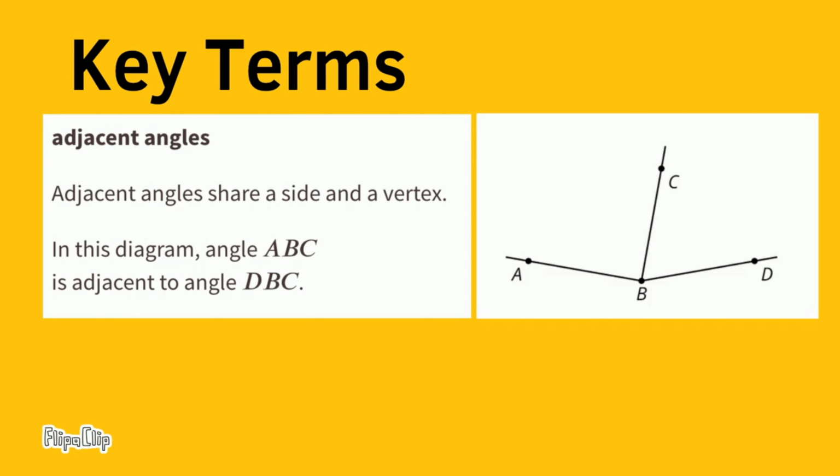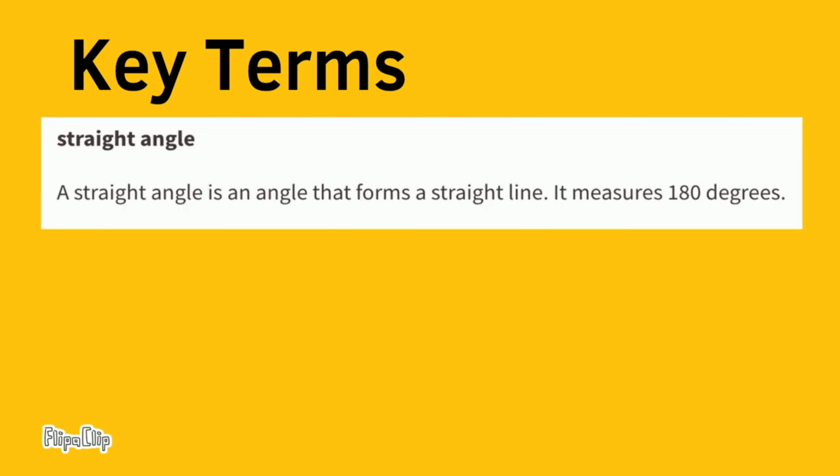In this diagram, angle ABC is adjacent to angle BDC. The side that these two adjacent angles share is line segment BC, and the vertex that they both share is located at point B.